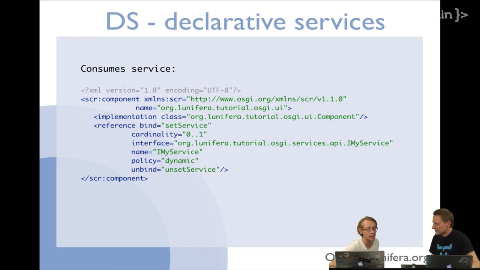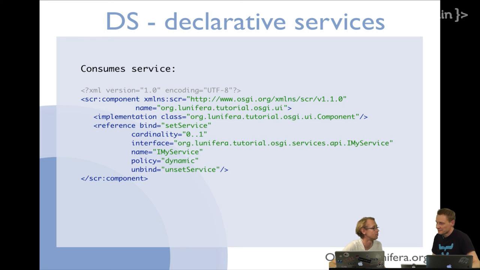Anywhere in the source tree. There is a special folder called the OSGi-INF folder, but I have a slide for it. In this special case, we do not provide any services. There's just a component. It starts up automatically, and the IMI service will be injected if available.